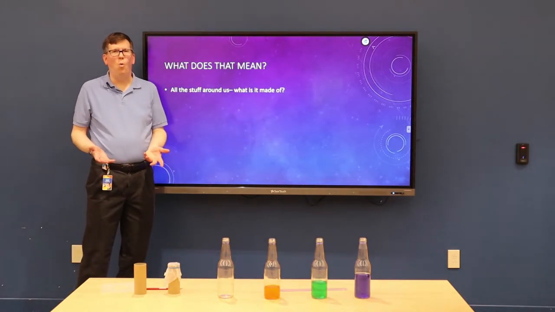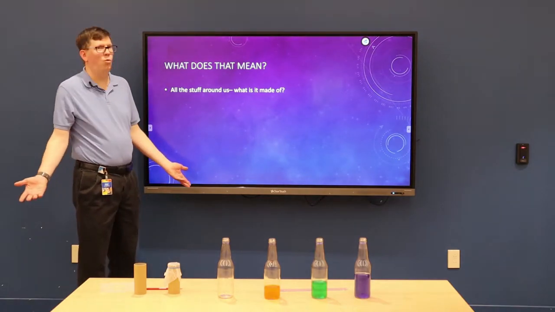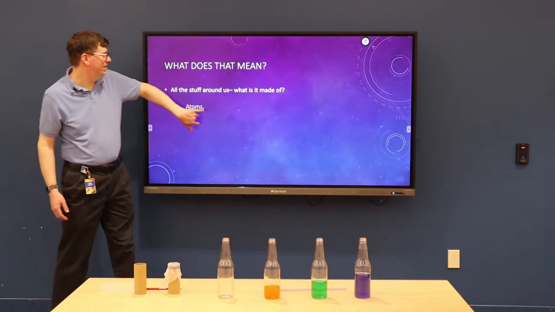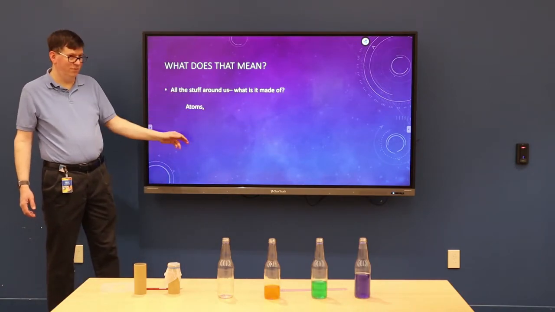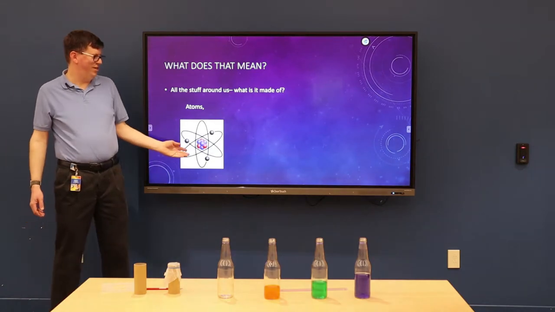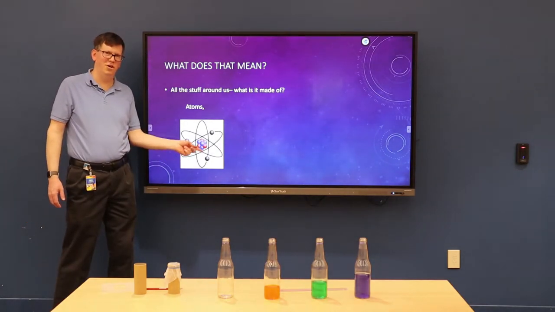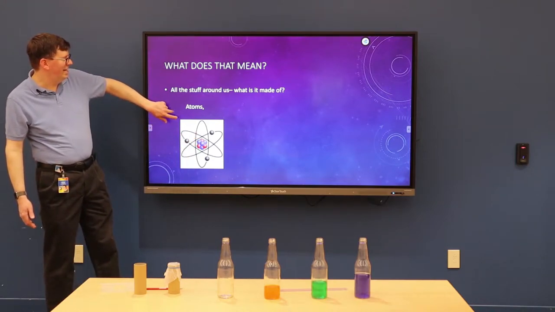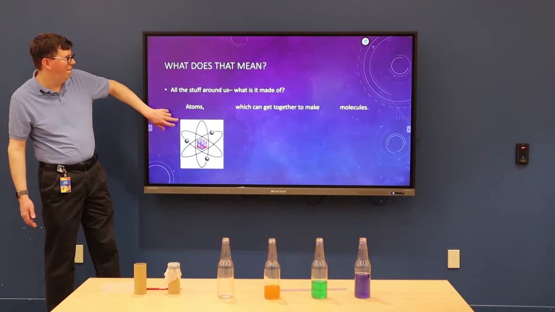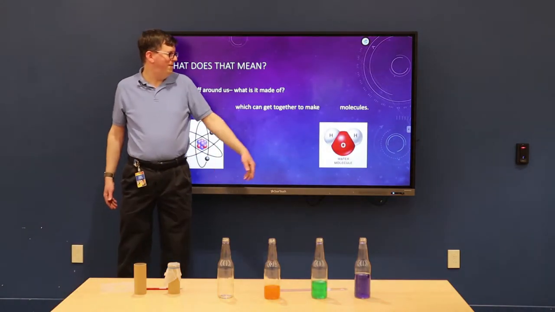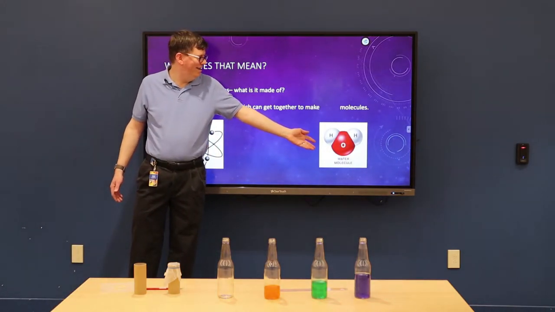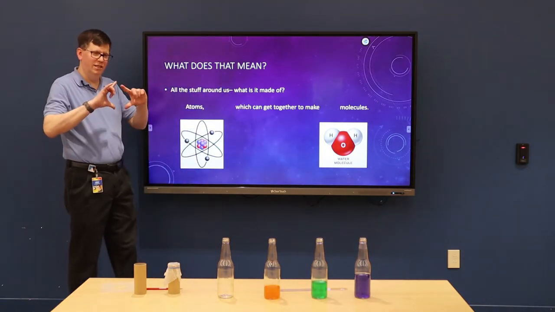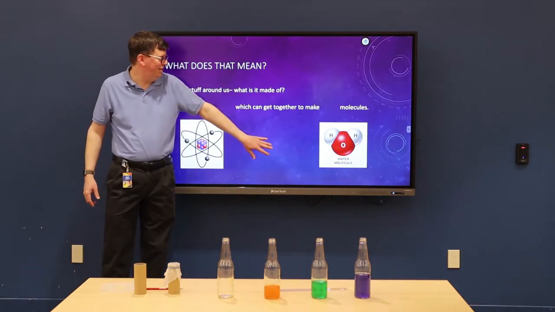Let's talk about what stuff is made of. All the stuff around us, what is it made of? You might know this, or might be the first time you've heard this. Atoms, which, you know, are usually shown like this. Actually, they're too small for us to see. But atoms get together to make molecules. Maybe you've seen that. That's good old water. That shape is actually why snowflakes freeze in a hexagon shape.